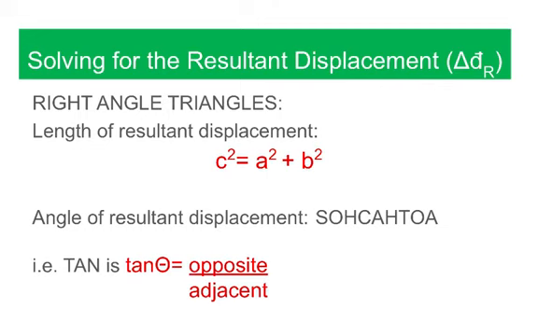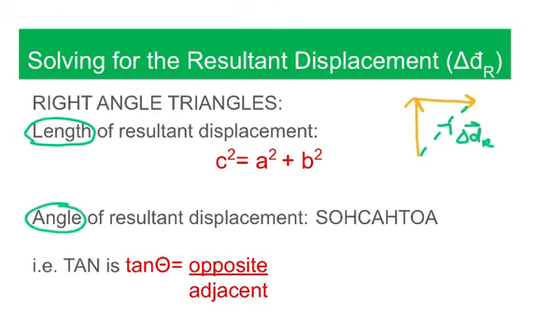When we're solving for that resultant displacement, we are going to end up with a right angle triangle. So imagine if we go north and then east, and then our resultant displacement is from where we start to where we stop, going in that direction. If this is my Δr, my resultant displacement, we have both a length to that line and an angle to that line. So a little bit of math to figure this out. The first one is our length. We're going to use c squared equals a squared plus b squared. And then to solve for the angle, we'll use tan θ equals opposite over adjacent.